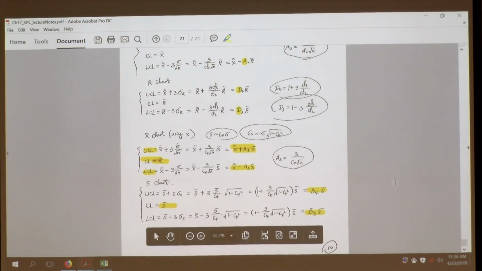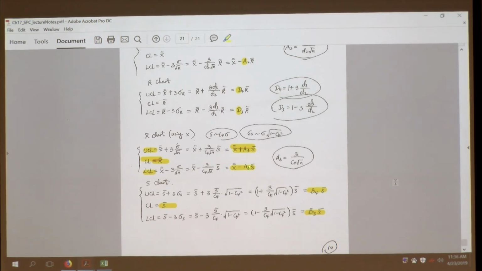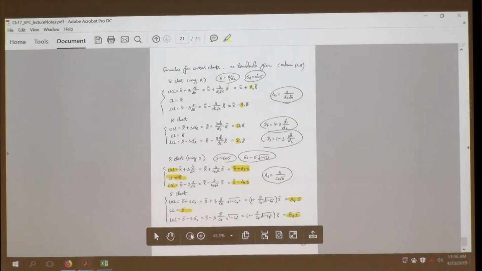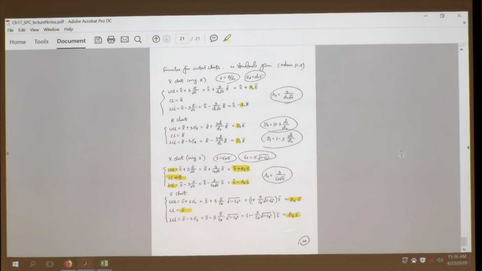So what we need is the upper control limit: A3, S bar, and B4. This is for the S chart, this is for the X bar chart. What we need is actually A3, B3, B4. Same for that. So this page is actually the summarization of what we discussed. Formulas for control chart. This is the X bar chart using R, the X bar chart using S. And how to get these constant values.